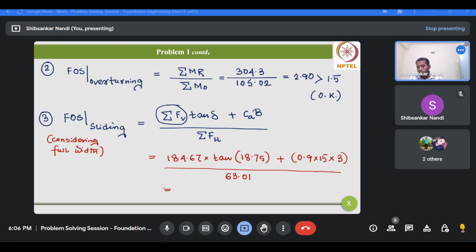So tan of 18.75 multiplied by 184.67 plus 0.9 multiplied by 15 multiplied by 3, divided by 63.01. So it will give you, I hope, 1.64. Okay, so that means it is greater than 1.64. It's also okay.